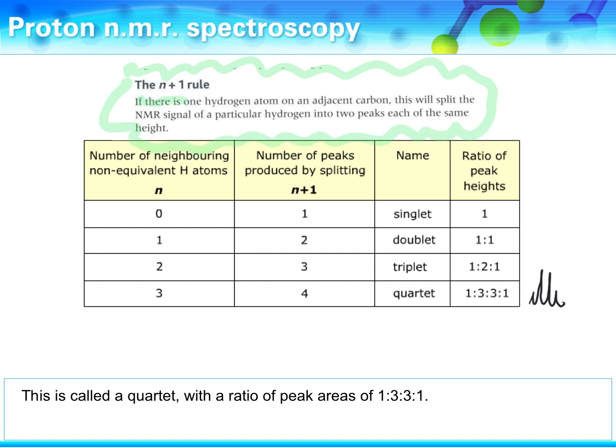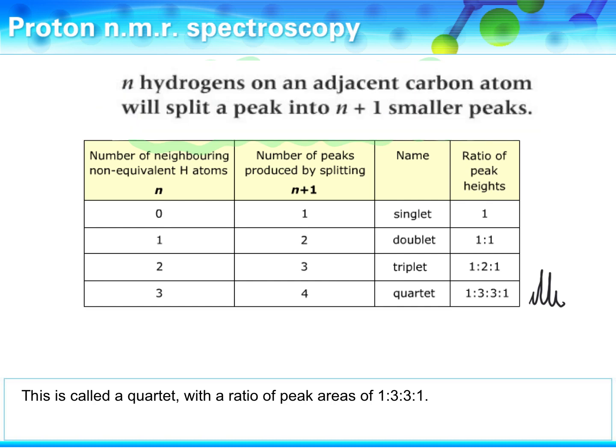If there is one hydrogen atom on an adjacent carbon, this will split the NMR signal of a particular hydrogen into two peaks of the same height. Generalising this, n hydrogens on an adjacent carbon atom will split a peak into n+1 smaller peaks.